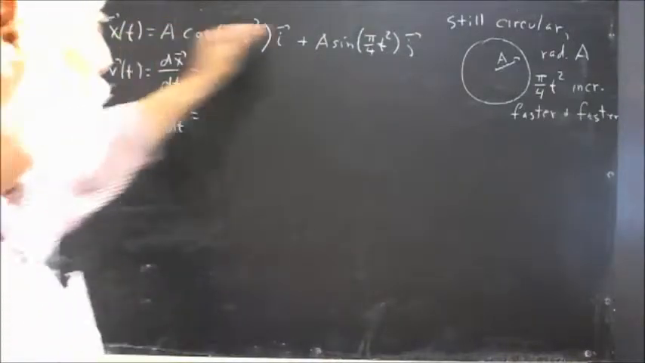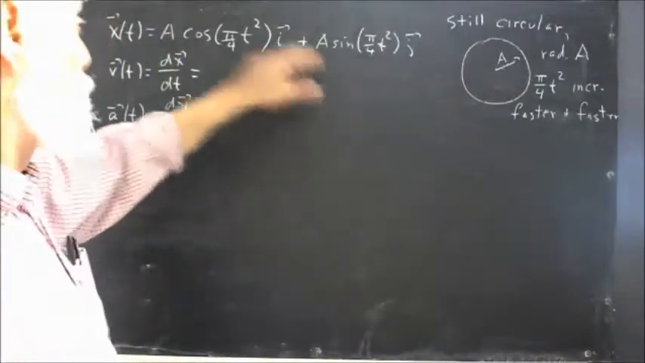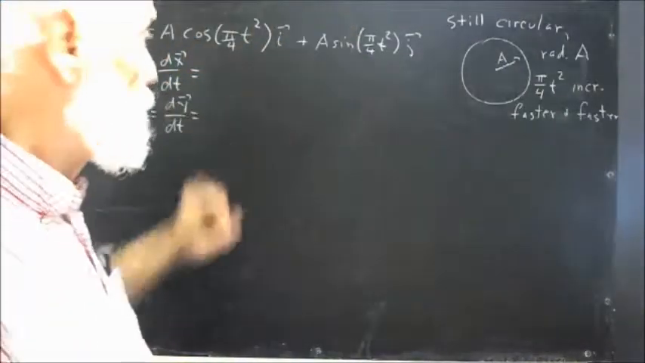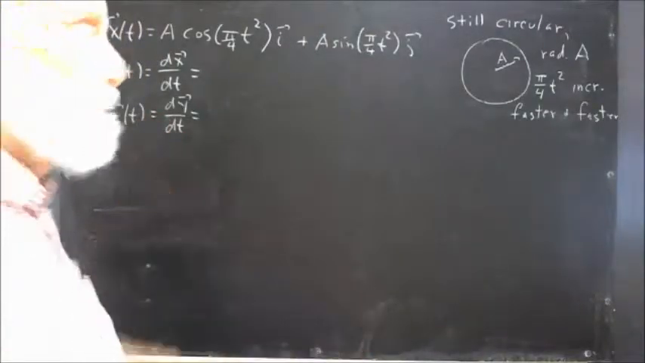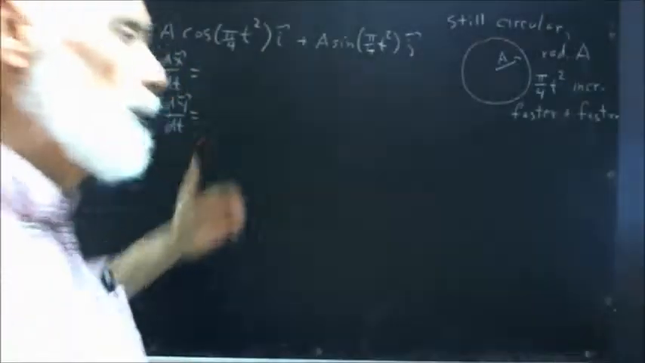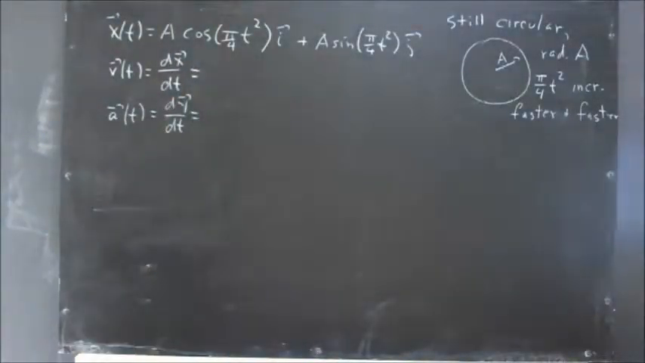Now, that motion is still circular. You're still on a circle because if you add up the squares of these components, you're still going to get A squared. So you're still in a circle of radius A. You're going to find that the magnitude of x of t is always A.